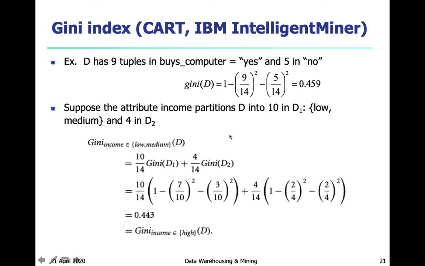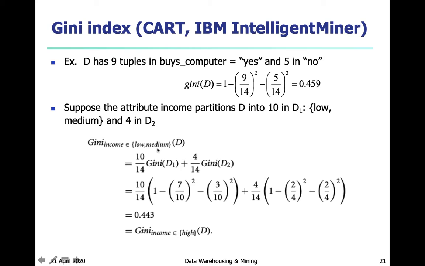Now we are considering the income. Income has 3 values: low, medium, and high. Since income has 3 values, it will be decomposed into 8 subsets. Among them, 2 subsets we will not consider: one is the power subset, low, medium, high, and another one is the empty subset. So now I'm considering the subset low, medium.